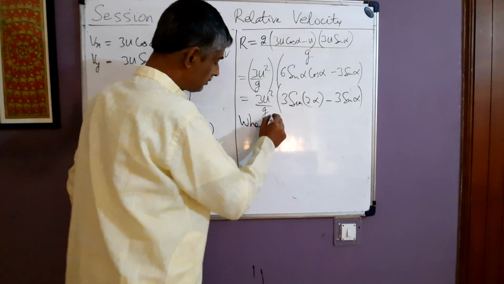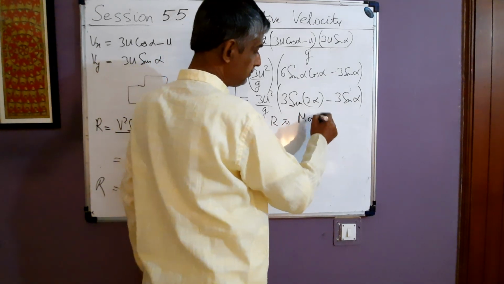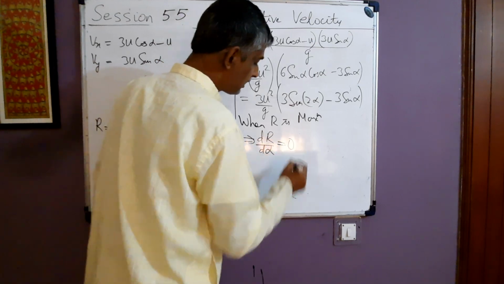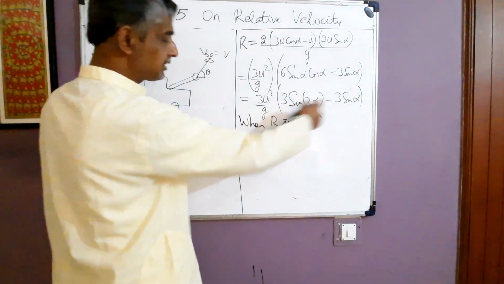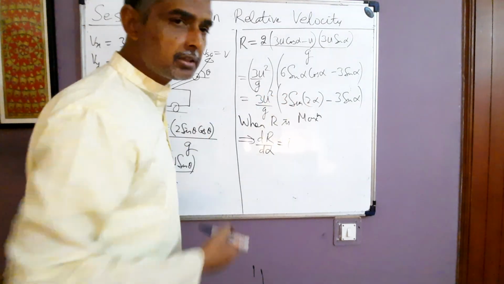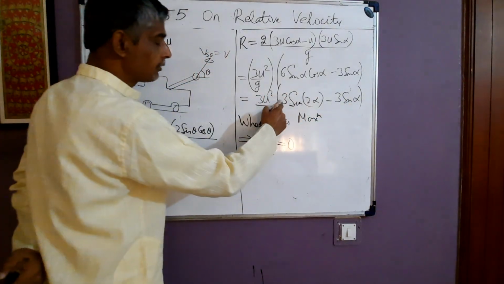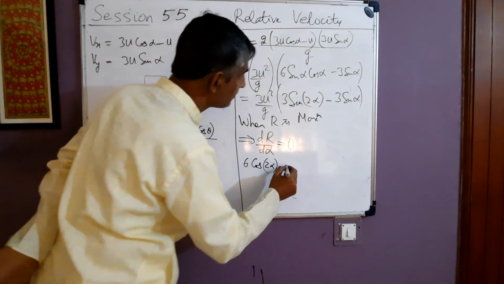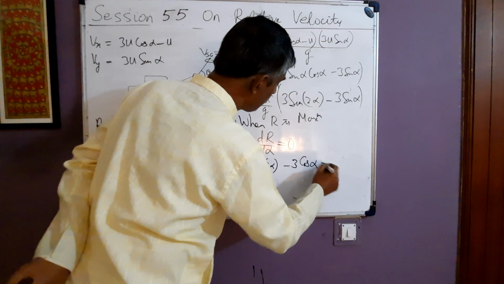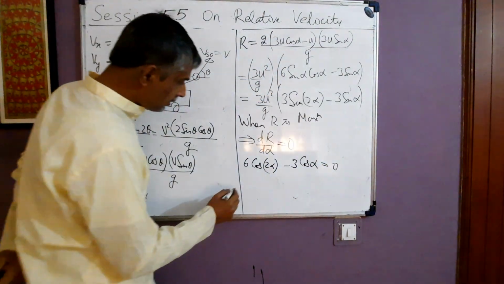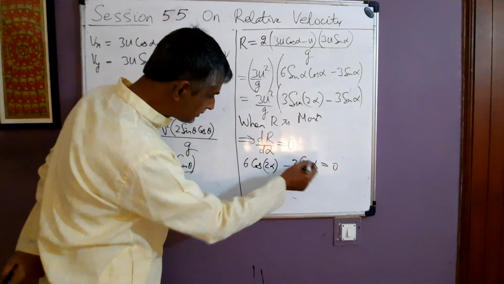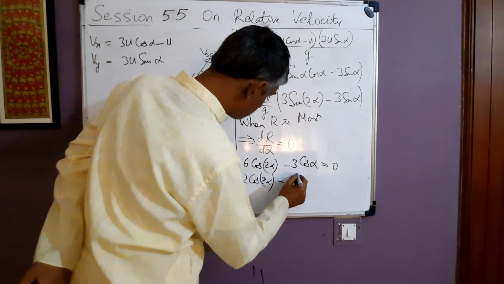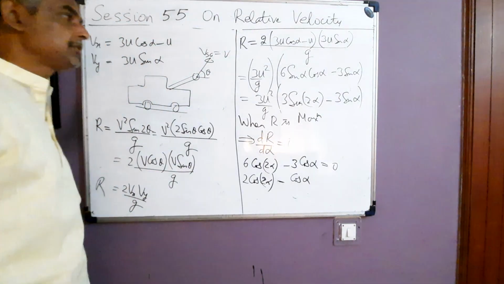Now we have to find the value of alpha so that R is maximum. So when R is maximum, from the rule of calculus, dR by d alpha is 0. So differentiate this equation. 3u squared by g comes outside the differentiation. Only this term remains. When differentiating with respect to alpha, this becomes 6 cos 2 alpha minus 3 cos alpha is equal to 0. So 6 cos 2 alpha is equal to 3 cos alpha.